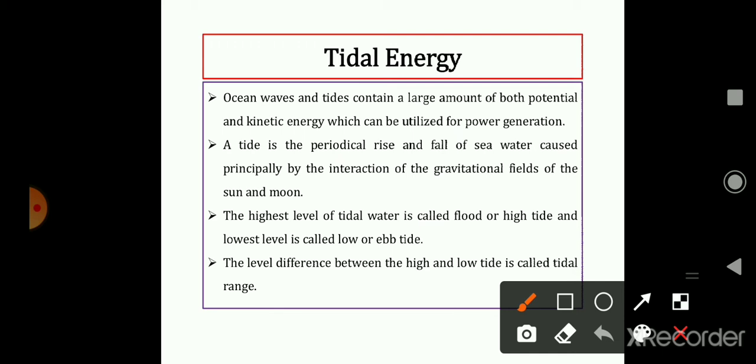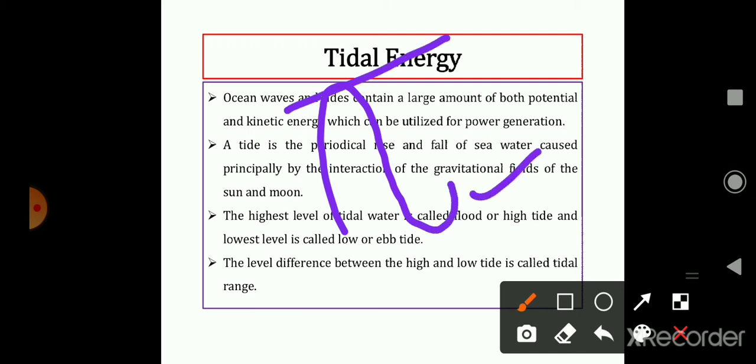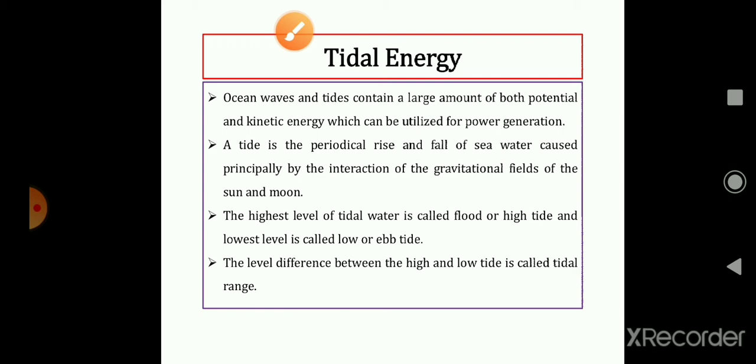Before going to that, tides have high tides, similarly low tides. High tide we can call a flood, low tide we can call an ebb tide. The difference between high tide and low tide is the tidal range. Based on this range also we can generate a huge amount of electrical energy. How can we generate electrical energy by using tidal energy? Let us see the diagram.